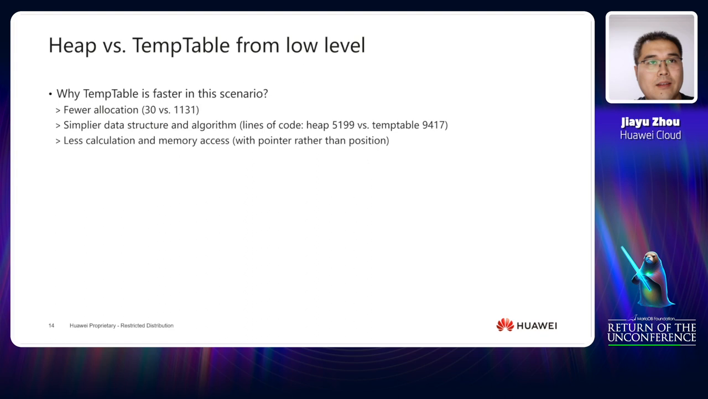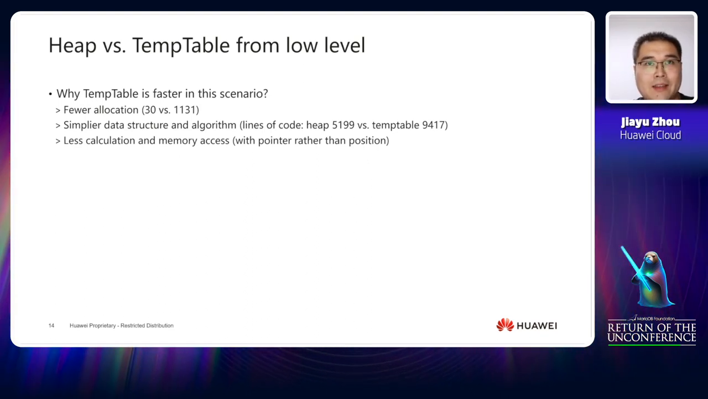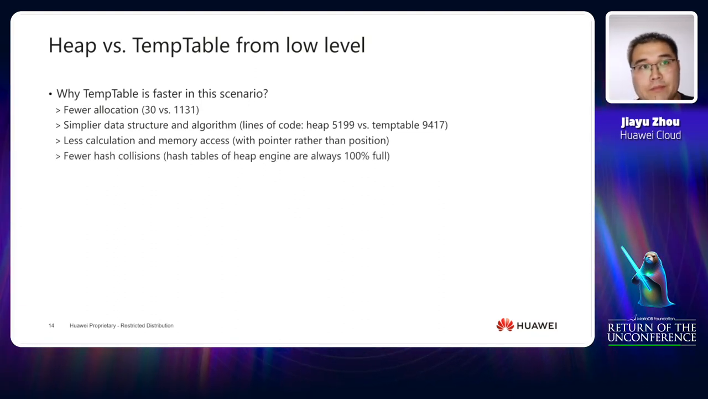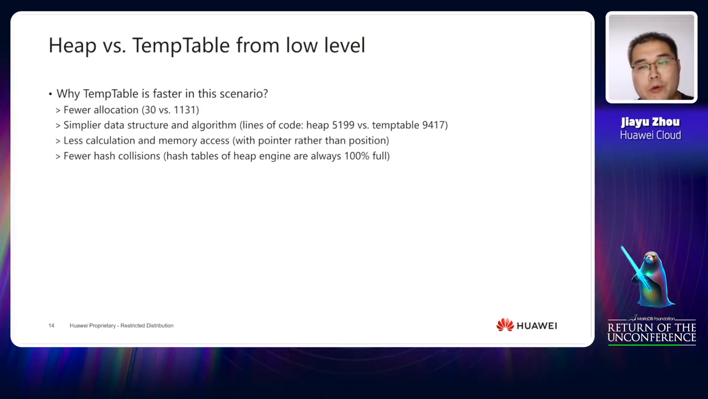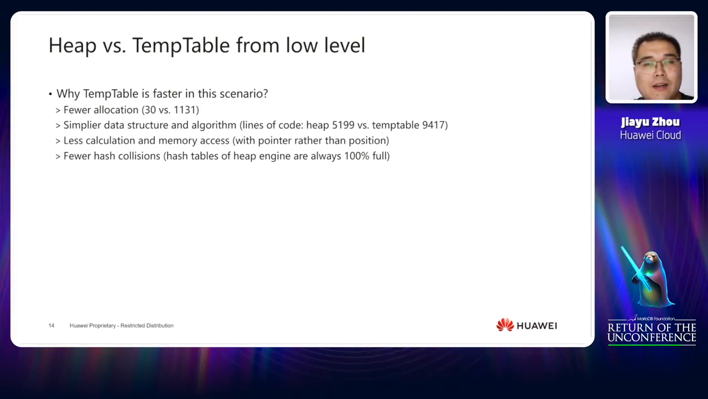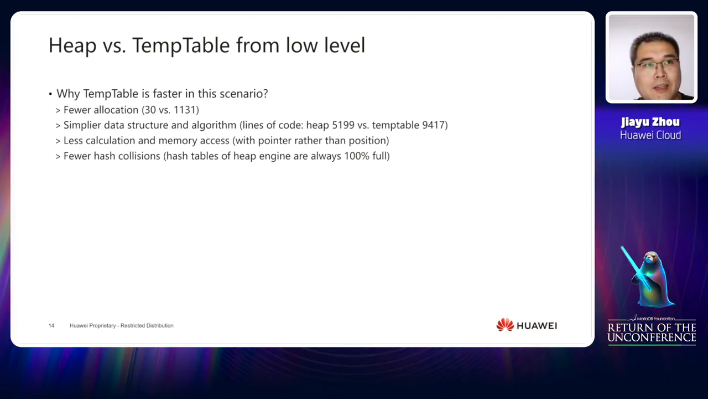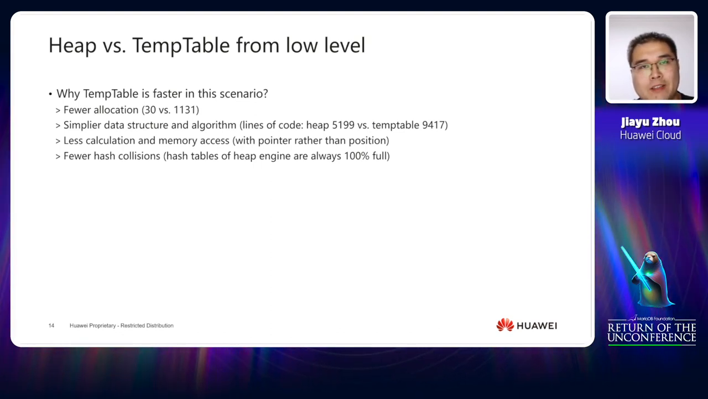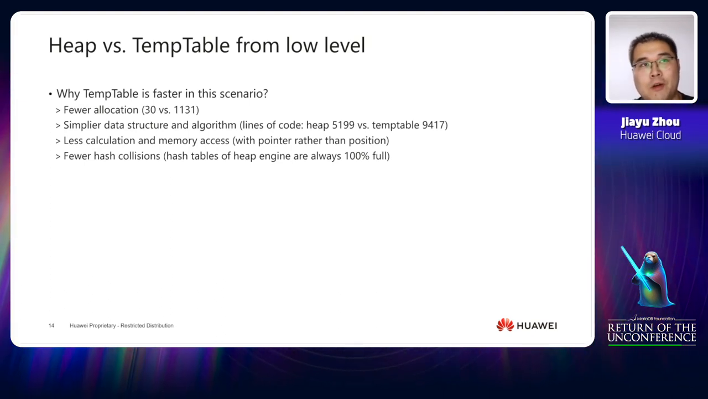And TempTable does less calculation and memory access. It uses pointers rather than positions. And for the hash index, TempTable uses unordered map, but the Heap engine implements it by itself. But the hash tables of Heap engines are always 100% full, so they suffer from collisions.